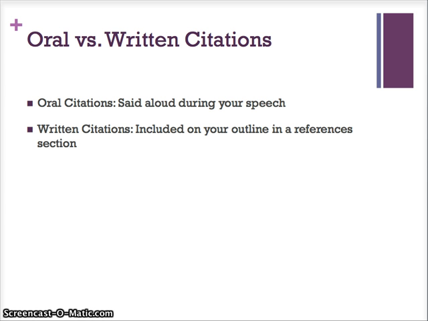When we're talking about oral and written citations, oral citations are citations you say aloud during your speech. Written citations then are going to be included in a written out format on your outline in a references section. This is very similar to a bibliography section, but as you've read on a different resource for this section, a bibliography might include things you don't actually cite in your speech, as opposed to a references section, which only includes the things that you referenced in your speech. These are a little bit different, so we're going to talk about what you need to include in both.